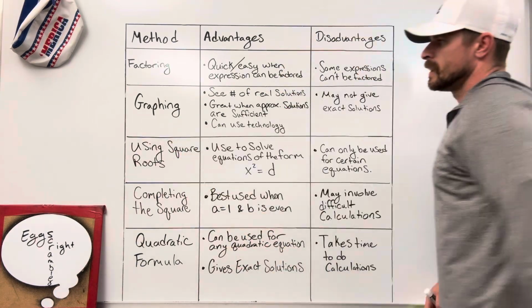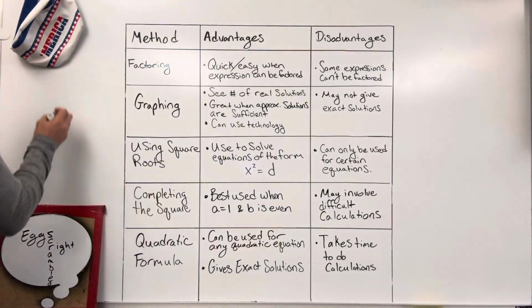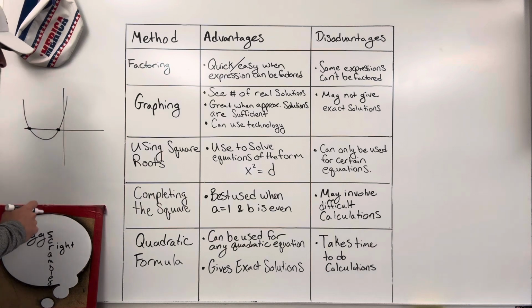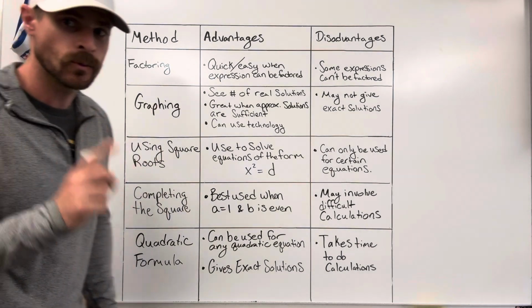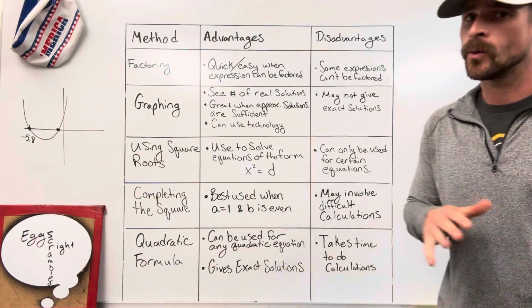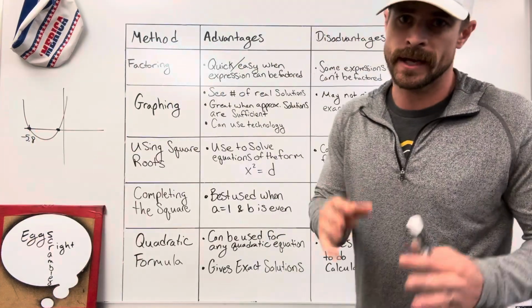Okay, graphing. Well, what's the beauty of graphing? You can see the number of solutions right away. So if I draw a parabola out and that's what it looks like, I can tell right away that I have two solutions to this quadratic. The problem is, what if this number here is -5.8? You're not always going to be able to tell exactly what that value is. So graphing can be helpful. However, it's not always going to give you the exact value that you're looking for.